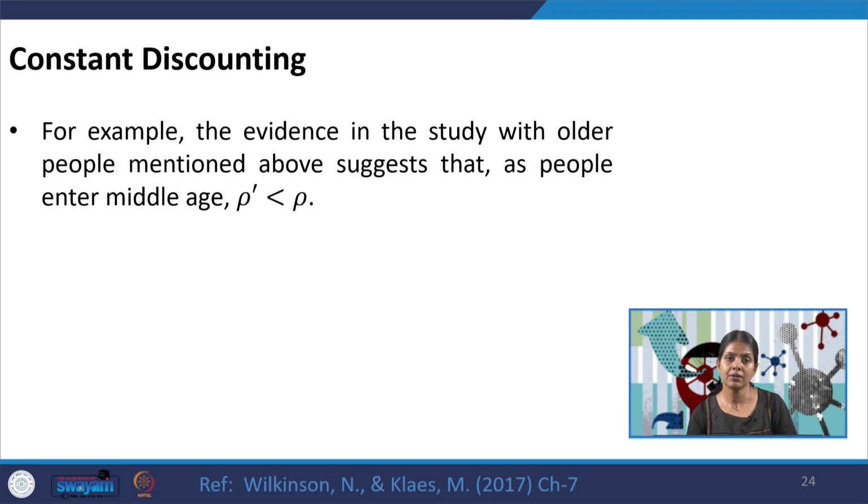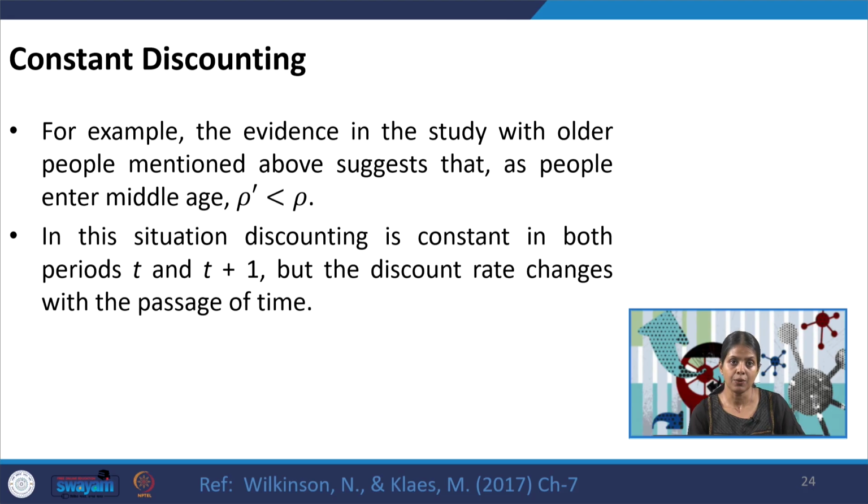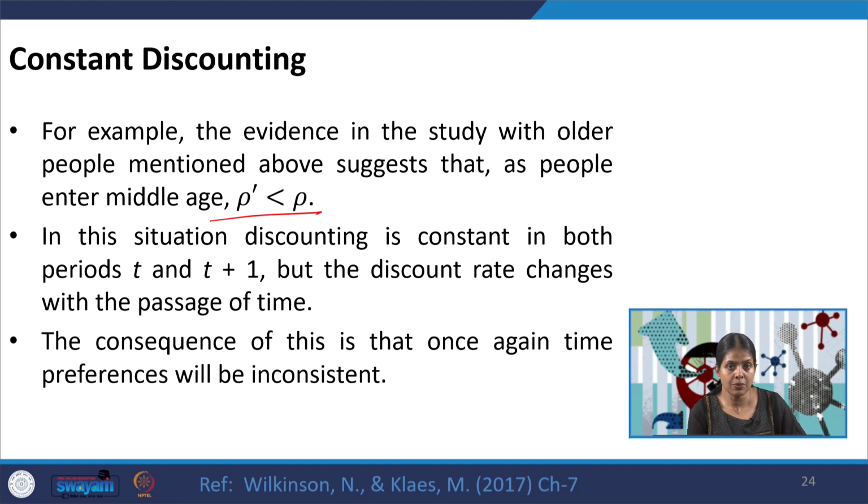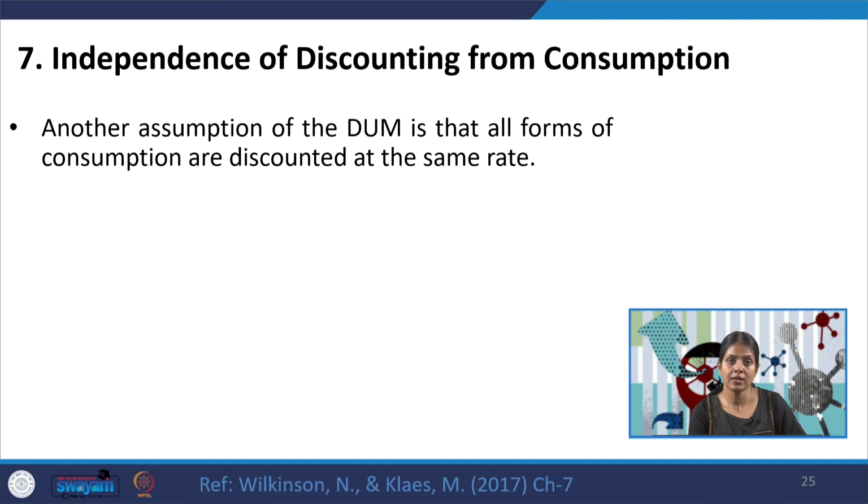For example, the evidence in the study with older people mentioned above suggests that as people enter middle age, rho prime becomes less than rho. As I was trying to say, a smaller value of rho implies that we tend to become more patient. In this situation, discounting is constant in both periods t and t plus 1, but the discount rate changes with the passage of time. The consequence of this is that once again time preferences will be inconsistent.